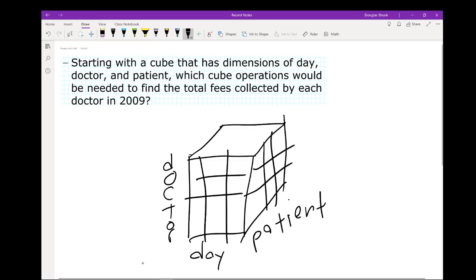Yeah, go ahead. For day, you would need to slice out all non-2009s and then roll up all the ones that are left. Right. So I'm at the date level, right? So I need to aggregate those up to the year level. That's a hierarchy, right? So I need to aggregate those up to the year level and then extract out all the years that are not 2009. Just get those out of there. So that's a roll-up operation and a slice or a dice operation to take care of that dimension.